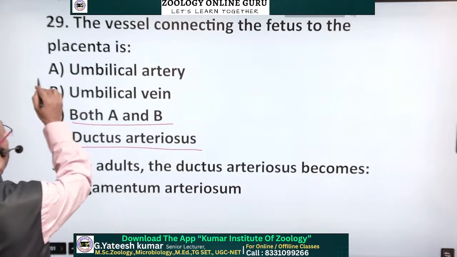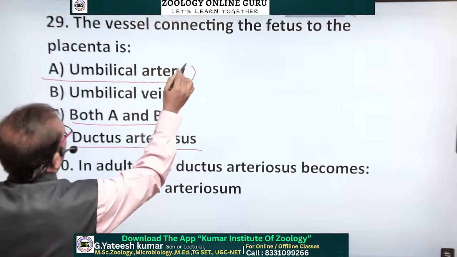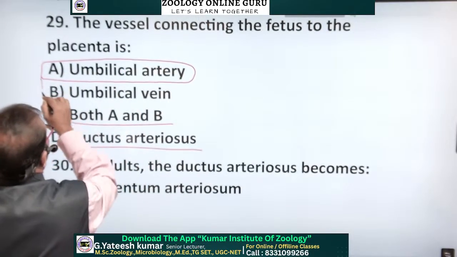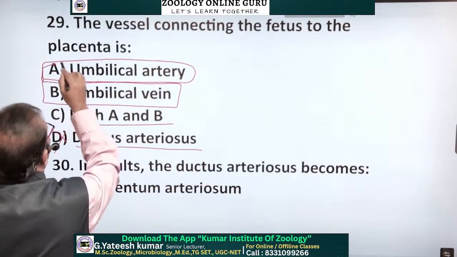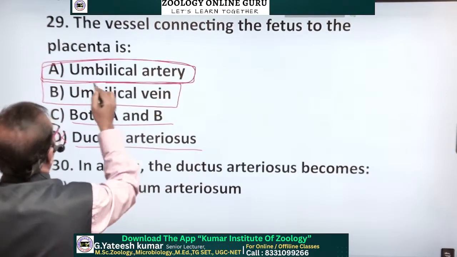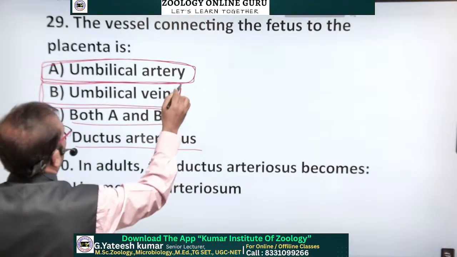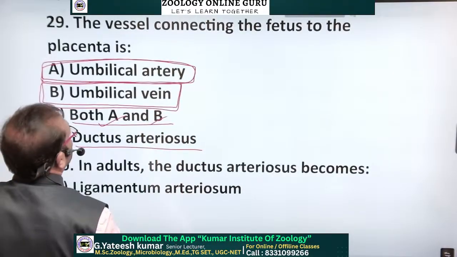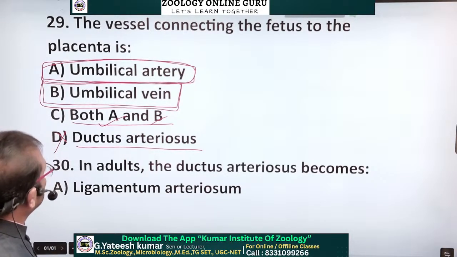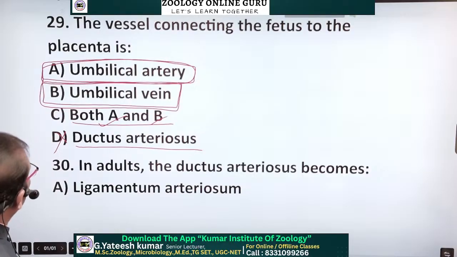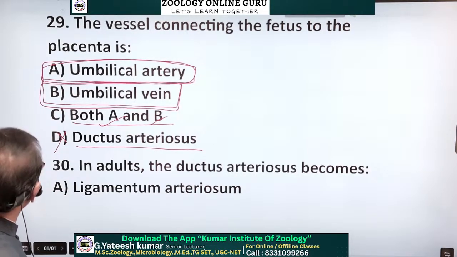So one artery, the umbilical artery, goes towards the placenta, and the umbilical vein comes out from the placenta. So both the umbilical artery and umbilical vein are present. Linking to the placenta, one is supplying the pure blood to the placenta, and one brings the impure blood from the placenta. So here both are present.